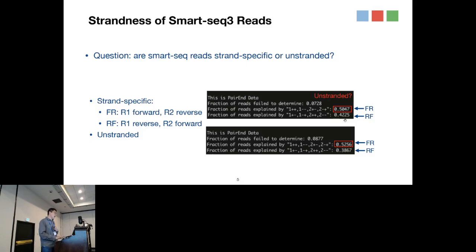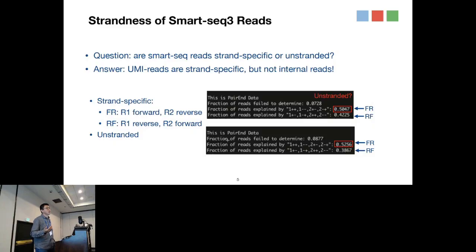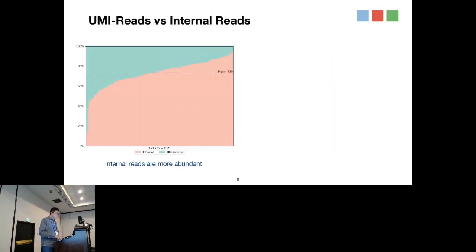If the data is really unstranded, we expect that in some cells FR is higher, and in other cells RF is higher. But this is not the case we observed. So this is interesting. As I expected, we explored that and resolved this mystery. The answer is that UMI reads are strand specific, but internal reads are not. So they are unstranded. So we kept exploring the difference between the two types of reads.